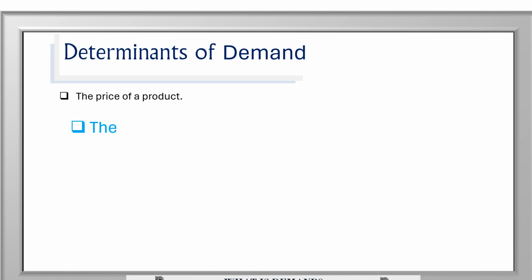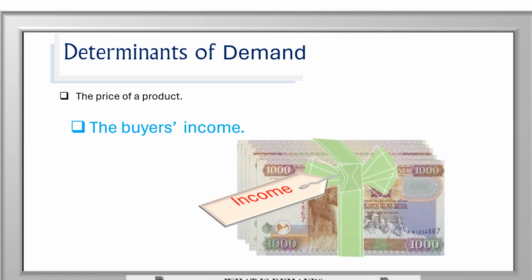Another determinant is the buyer's income. For most goods, there is a positive and direct relationship between consumers' income and the amount of good they are willing and able to buy. In other words, for these goods, when income rises, the demand for the product increases, whereas when the income falls, the demand for the product will decrease.